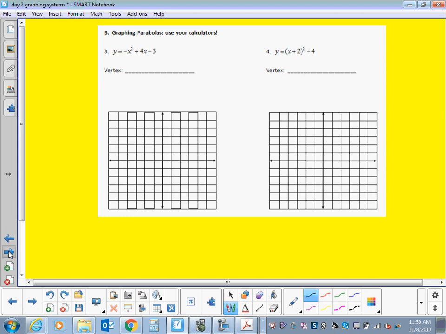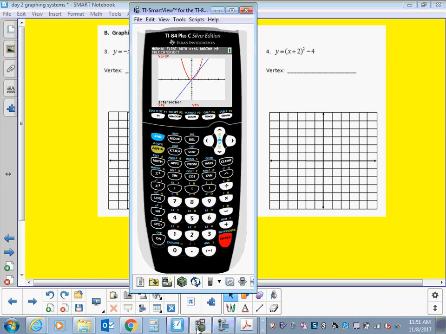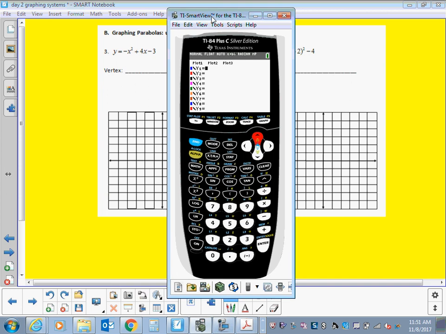Graphing parabolas. I know it's going to be a parabola because parabolas are x squared. Okay? Lines are just x, parabolas are x squared. Let's find the vertex. Let's grab our calculators. In our calculators, we are going to type exactly what we see. -x squared plus 4x minus 3. Let's graph it and see what it's going to look like.